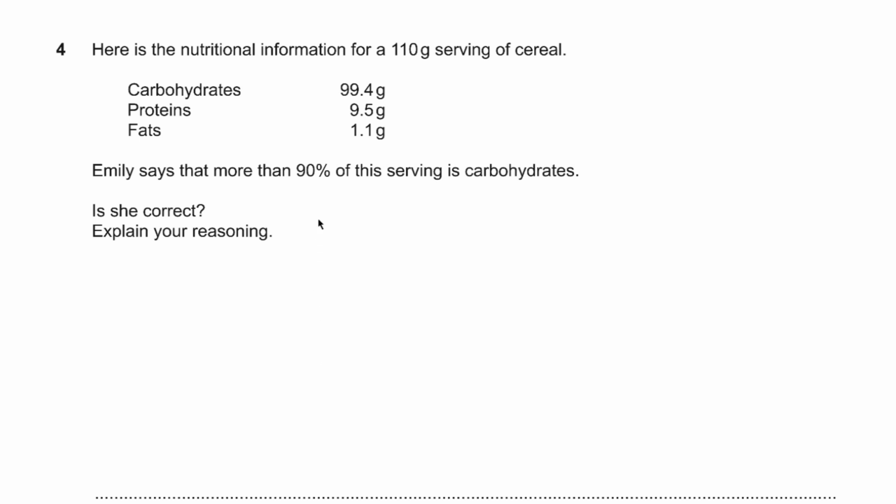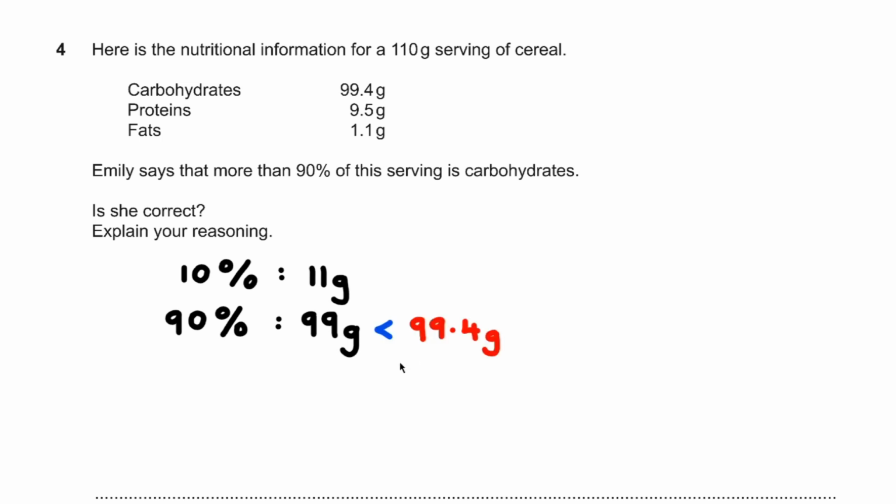what we need to do is find out what 90% of 110 is. First of all, 10%, that's given by 11 grams. 110 divided by 10 is just 11. So, we want to find out what 90% is. So 90%, we can multiply this 11 by 9 to get 99. So 90% corresponds to 99 grams. And this is less than 99.4 grams. So therefore, Emily is correct.